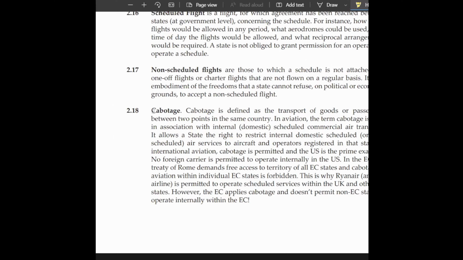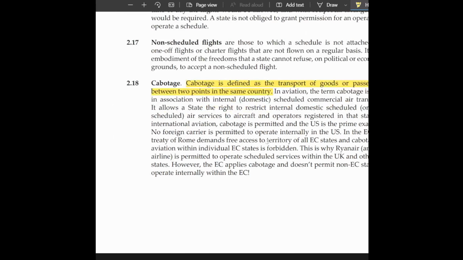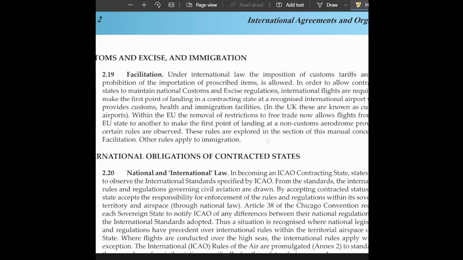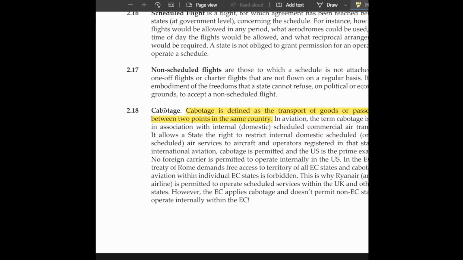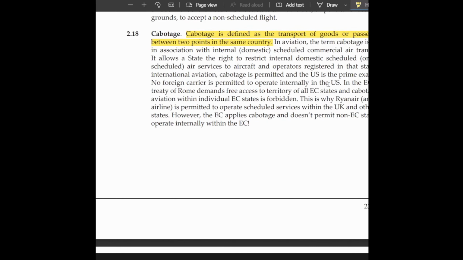This is super important: cabotage. However you want to pronounce it, it's absolutely fine. It is exactly what this definition means: transport of goods as well as passengers. Two points: same country. For now, you can assume it's the same country, but it allows more. We'll come into that. I don't want to confuse you.